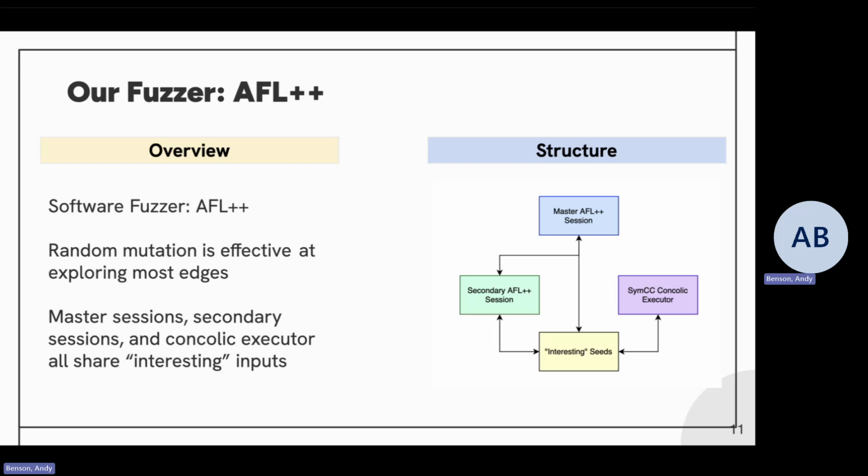Another reason why we used AFL++ is that it has some integration already with SimCC. AFL++ can be used with both a master session and a secondary session. The master session uses deterministic changes to try and find new inputs, while the secondary session uses completely random mutation to find new inputs. This approach is generally better at increasing coverage faster. SimCC's concolic executor can interact with these interesting seeds, as explained on the next slide.